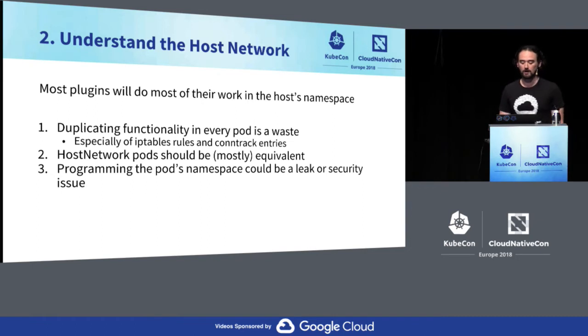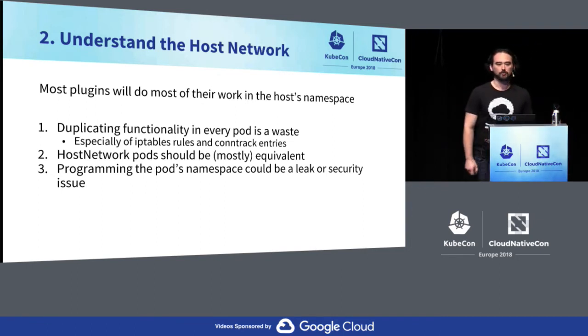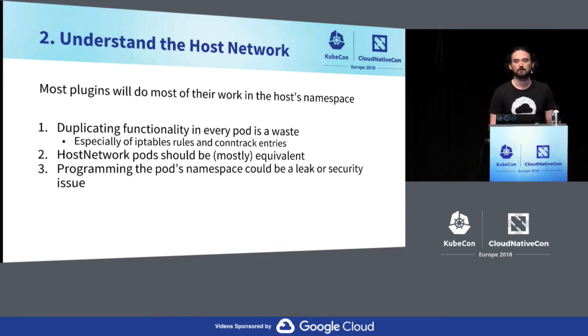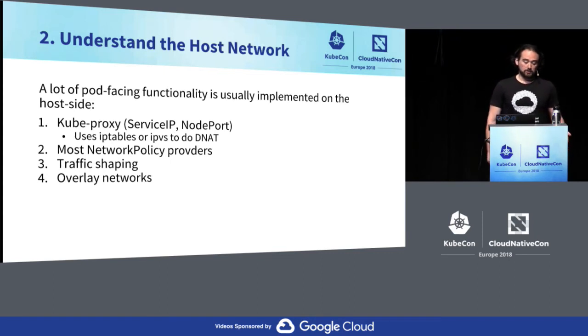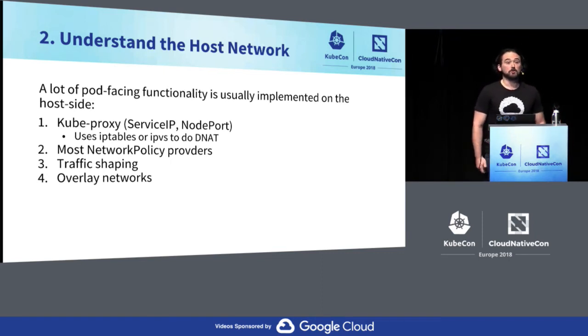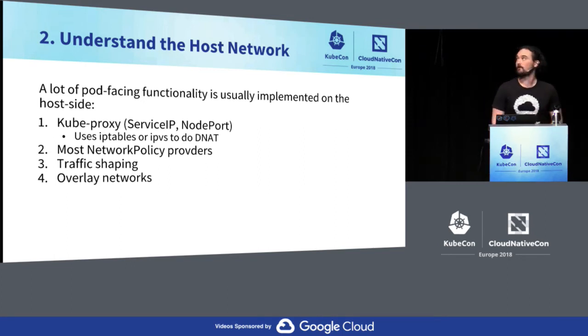They should be uniform. And also in some cases, if you're programming the pod's networking namespace, it's a little bit of a leak, right? You don't necessarily want to set up your service rules for every single service inside every single pod, because now those pods can enumerate all your services. So you have to program the host network. You might as well only program the host network. Not only in CNI, but also non-CNI functionality is generally only implemented on the host network.